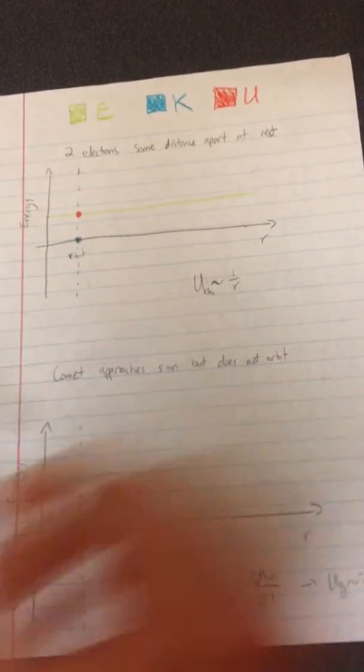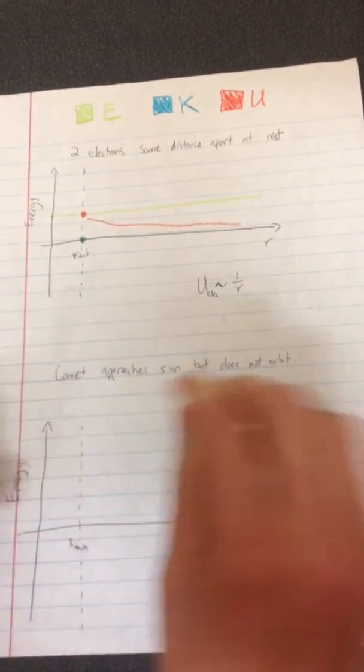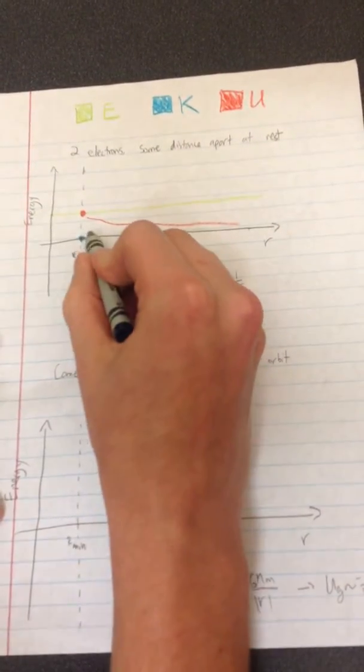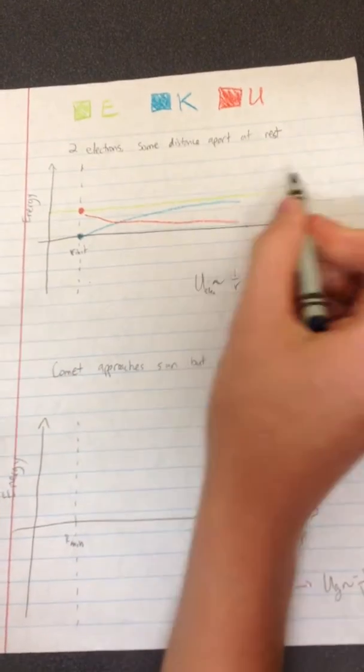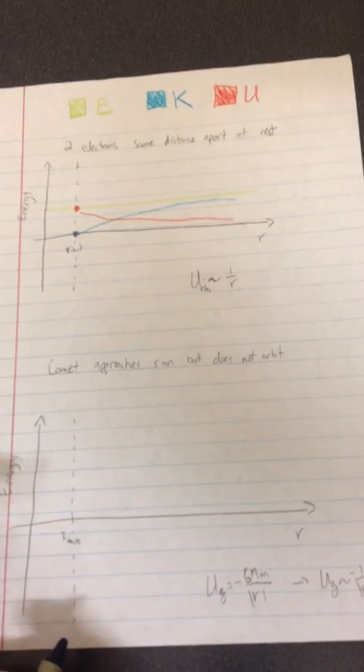And as we approach infinity, the potential energy will go to 0, and the kinetic energy will approach the total energy, because the potential energy will eventually be 0 at infinity. And so there we go, number 1. Okay, number 2, moving on.